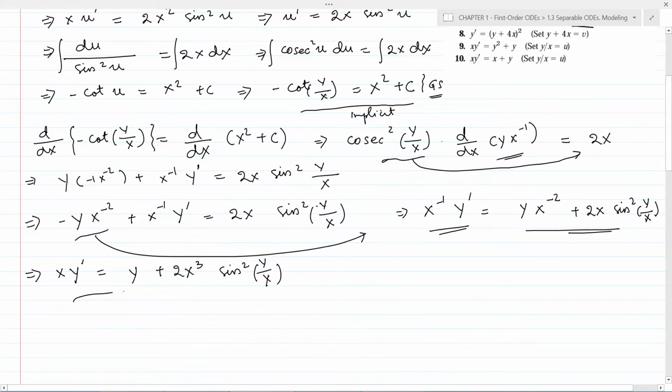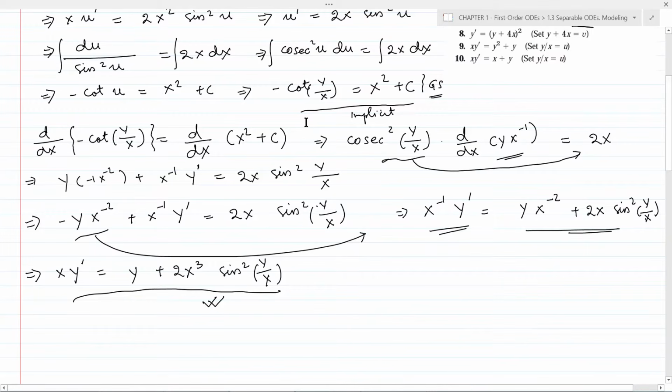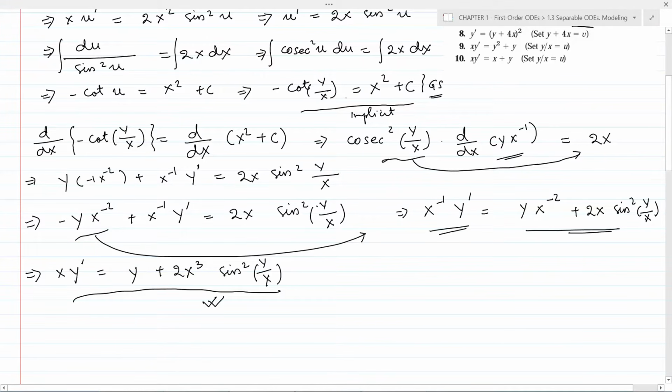Now we can see that this is the original differential equation, that is this one. So the general solution that we calculated, that is this one, is the solution to the original ordinary differential equation.